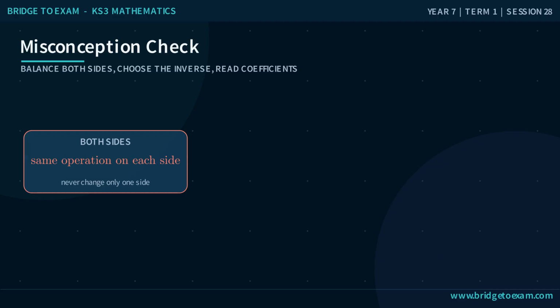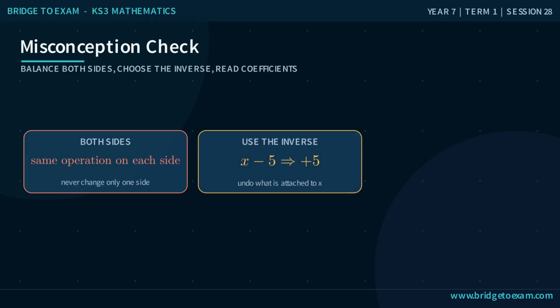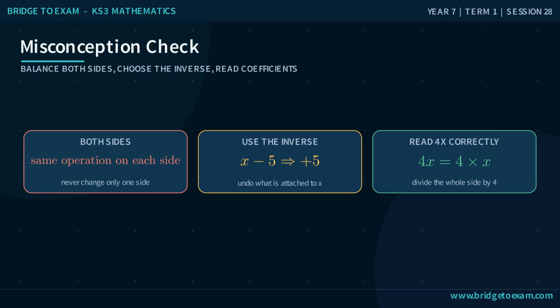Don't change only one side. An equation stays equivalent only when the same operation is performed on both sides. Choose the operation that undoes what is attached to x. For x minus 5, add 5. Don't subtract another 5. And read coefficients carefully. 4x means 4 times x, so isolate x by dividing the whole of each side by 4.